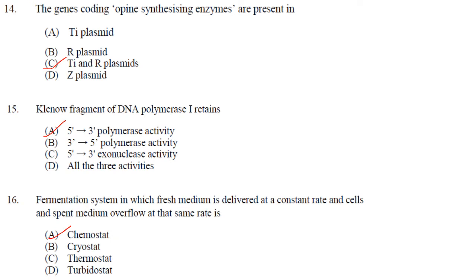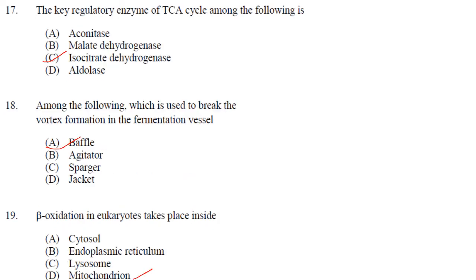Then next one. Fermentation system in which fresh medium is delivered at a constant rate and cells and spent medium overflow at the same rate is. So it is in the case of chemostat. Answer is option A.